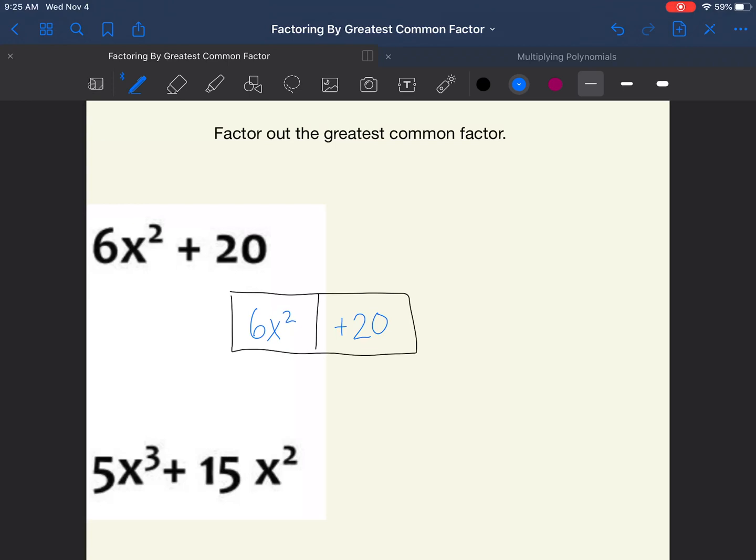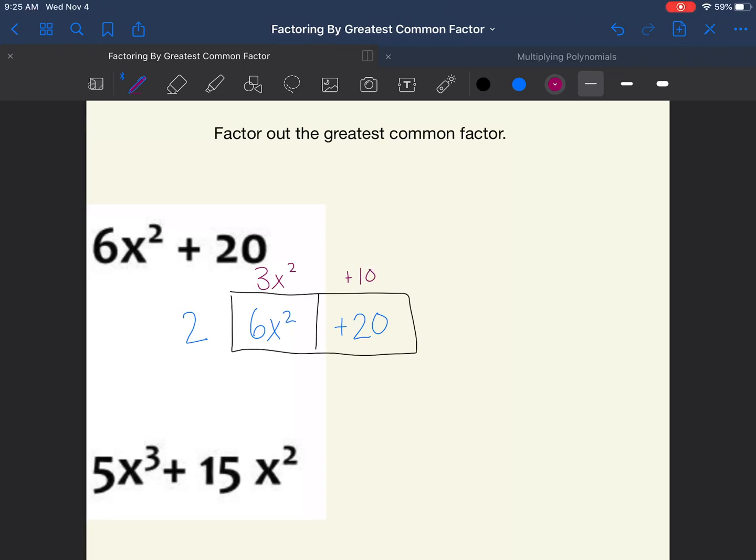And what I'm going to do is figure out what is the greatest common factor of 6 and 20. Okay, that's 2. And then I don't have a greatest common factor of x squared. There's no variable I can take out, so my greatest common factor is just 2. My next step is I'm going to divide each term by the greatest common factor. So 6x squared divided by 2 is 3x squared. 20 divided by 2 is 10.